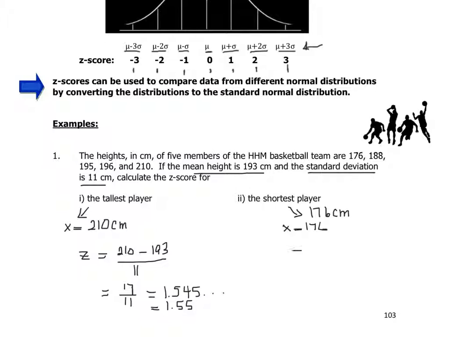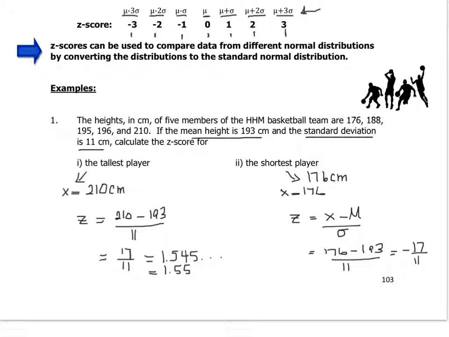And again, if we go to our z-score formula, I probably should write out that formula again. It's x minus the mean over the standard deviation, which is 176, minus the mean, which was 193, divided by the standard deviation, which was 11. So 176 minus 193 is negative 17 over 11, which is negative 1.5. It's going to be the same as the other one, but negative 1.55.